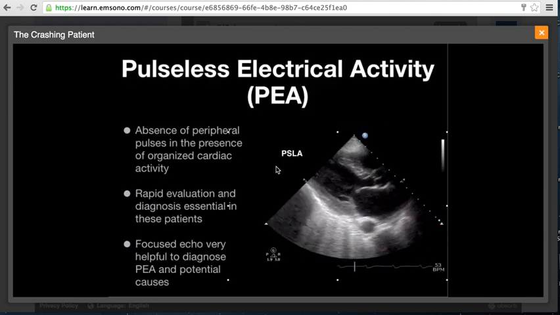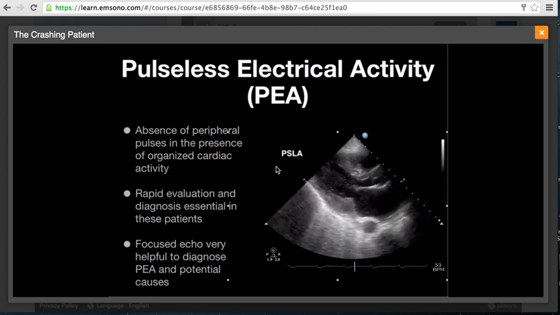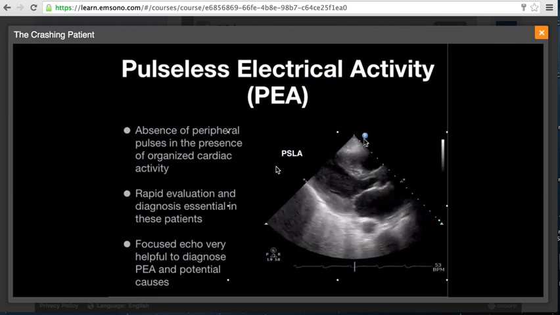Now, pulseless electrical activity is going to be defined as the absence of peripheral pulses in the presence of organized cardiac activity. Now, you want to rapidly evaluate these patients and look for the potential cause of their PEA arrest. This is going to be what will give the patient the best chance at having a meaningful recovery and outcome. And focused echo as well as focused ultrasound can be very helpful in diagnosing PEA and then looking for potential causes. Here was a patient who came in, no peripheral pulses could be felt.